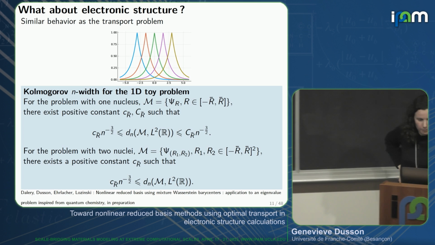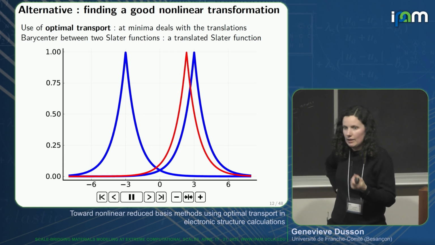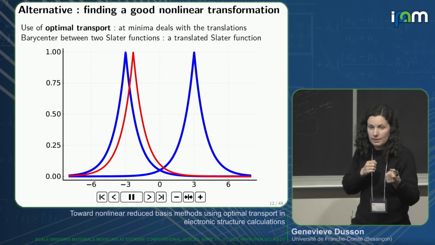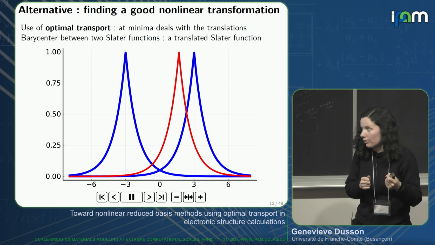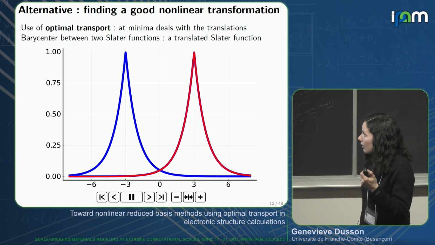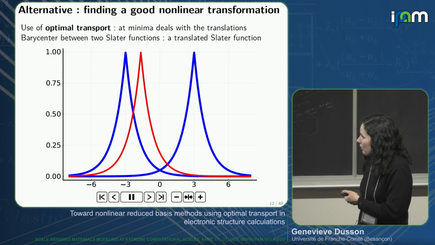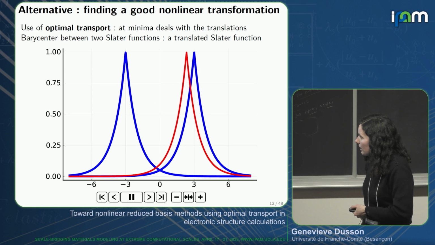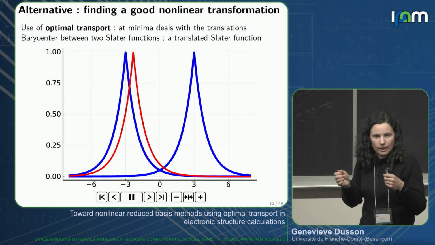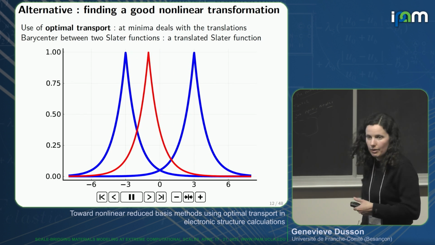So for this reason, we need to find an alternative. We need to find a good nonlinear transformation which will at least deal with these problems of the translation. And this is why we thought about considering optimal transport. For example, here we have two atomic solutions, and here in red you have the barycenter in the optimal transport sense, and you see that you go smoothly from one solution to the other, just translating the solution.